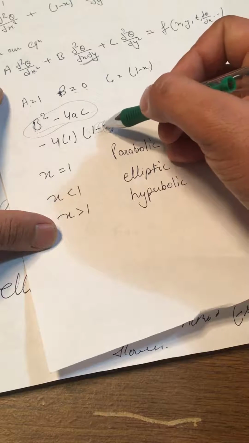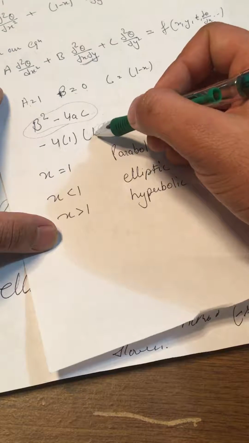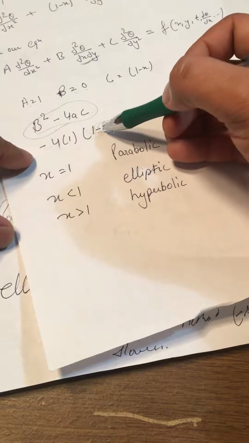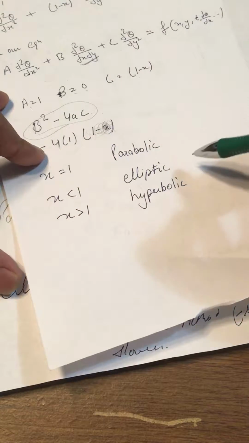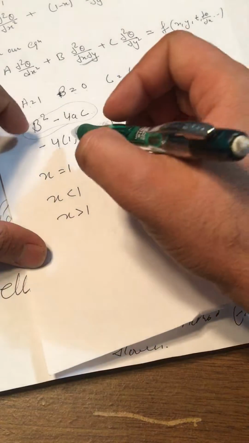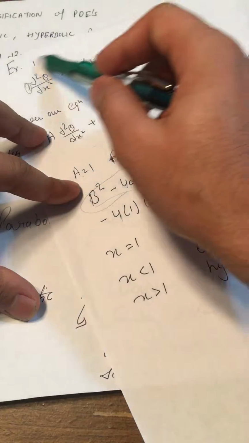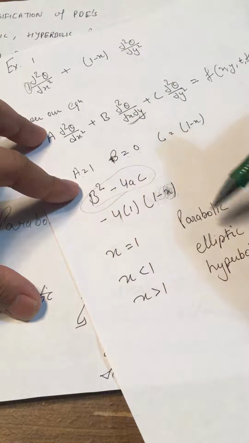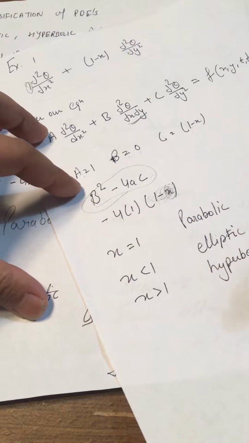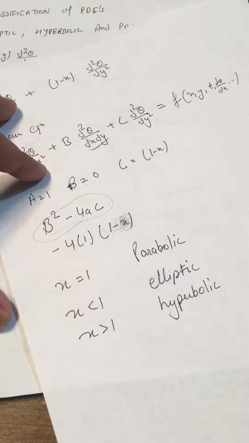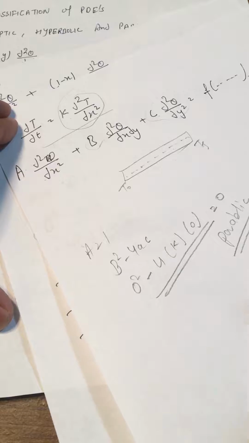And if we use x greater than 1, so if we use 2 or maybe 3, then this term is going to be a negative value, and if you multiply negative by negative, then it's going to be a positive term which is greater than 0, then it becomes hyperbolic. So this equation can be any of these three: parabolic, elliptical, and hyperbolic. Let's take another example which might give us some more ideas.